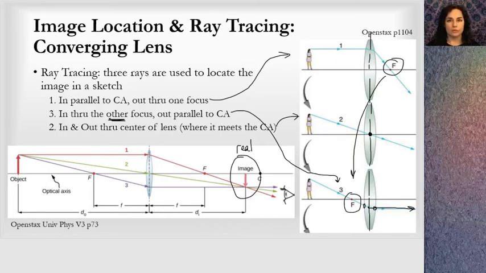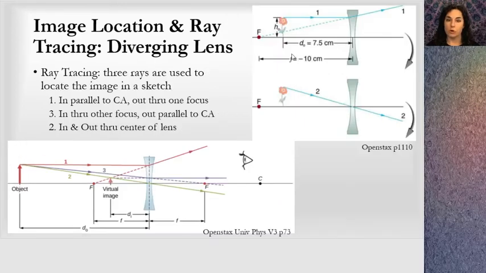Ray tracing with the diverging lens is a little different, again, because the focus is a negative value rather than a positive value, so we have to take that into account. I have two rays here. The first ray that you draw will go in parallel to the central axis. That's the same as converging lenses, but we can see here it doesn't converge on this side, it diverges on that side. So I recommend you draw a line halfway through that lens and redirect it as if it came from the focus on this side. The second ray is just going through the center of the lens, where the center of the lens meets the central axis.